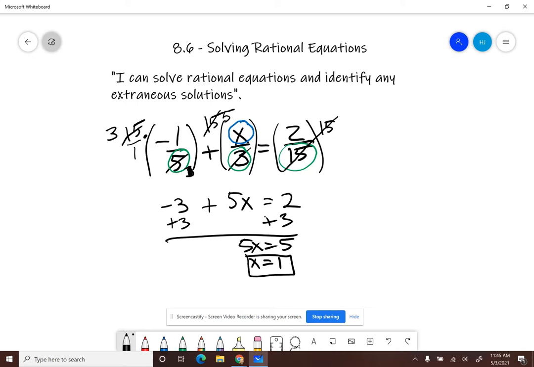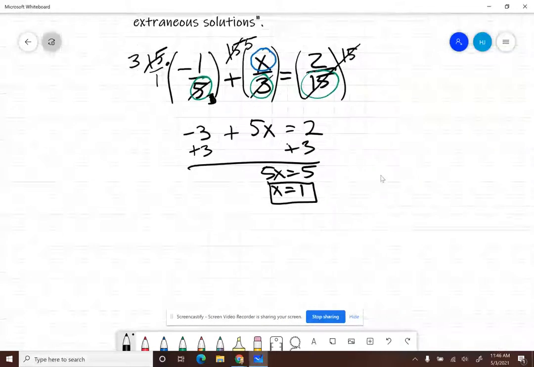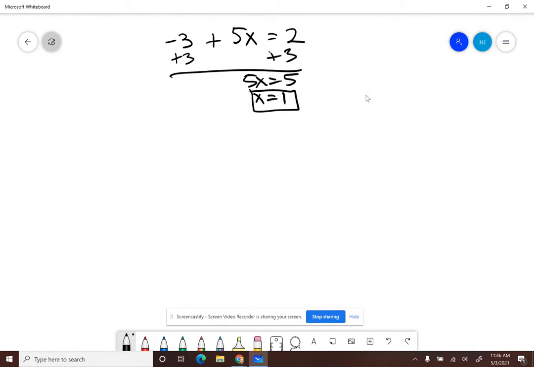Well, we actually use the same type of methodology to solve rational equations. So we're going to look at 4 examples. I'm going to try to do this as quickly as possible, and we may cut that down to 3. We'll see here.